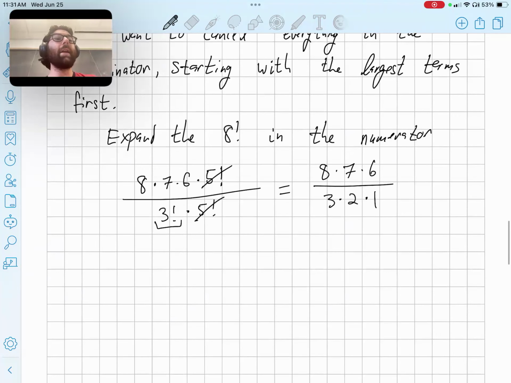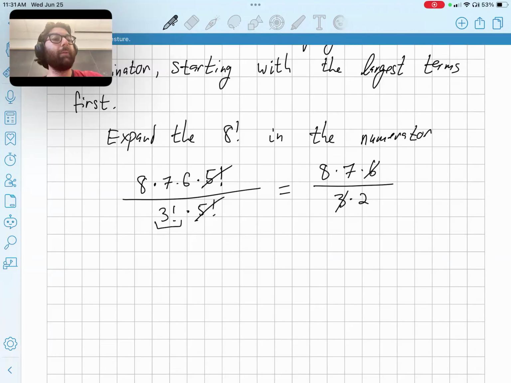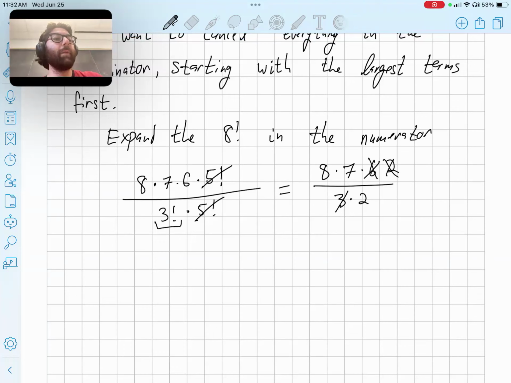Now not everything is fully canceled, but I can get rid of this 1 because multiplying by 1 doesn't change anything. And I notice I can divide this 6 by this 3. When I do 6 divided by 3, I'll replace it with a 2. So the 6 is gone. And now I can divide the 2 by this 2. I'm left with 8 times 7, which is 56.